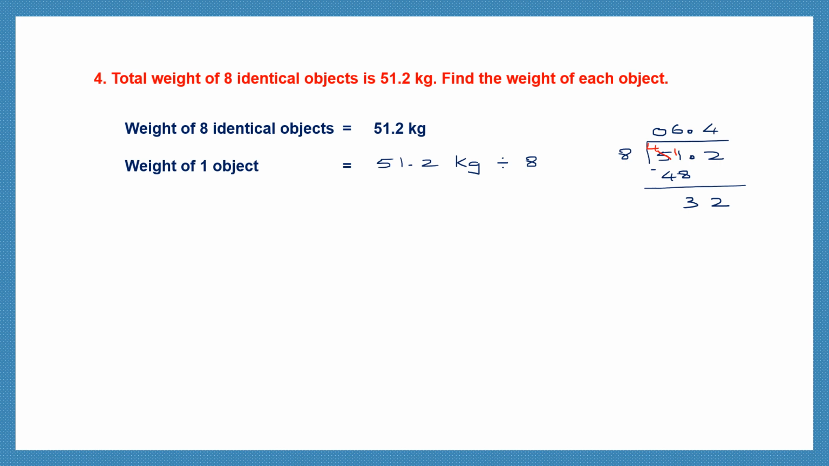8 fours are 32. So minus 0. So our quotient is our answer. And what is our quotient? 6.4. So the question here is weight of one object. So the weight of one object is 6.4 kilograms. So this is our answer here.